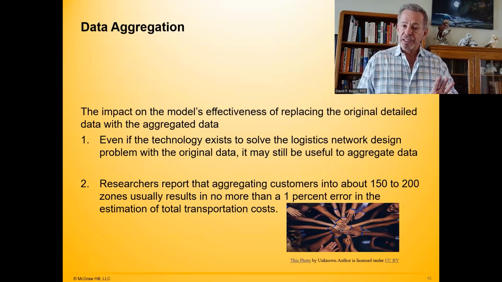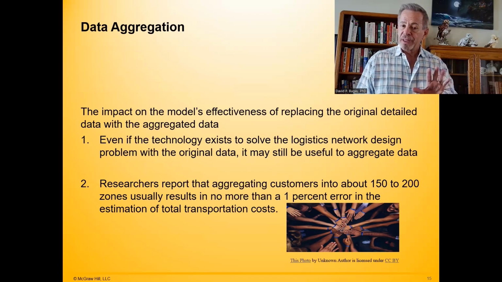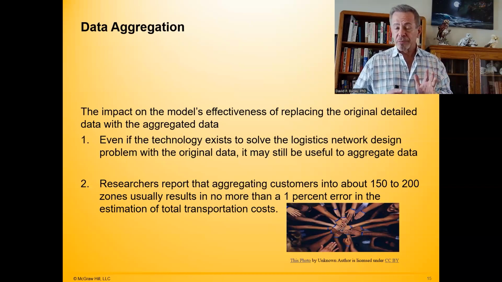So if the technology exists to solve the logistics network design problem, that'll still be out there, but have those data points to sit down with, because every once in a while technology stumbles and some human has to kick in and actually do the work that has been done by a computer for a year or two. Research reports that when you start aggregating customers into 150 to 200 zones, usually you have no more than 1% error in the estimation of the local transportation costs.